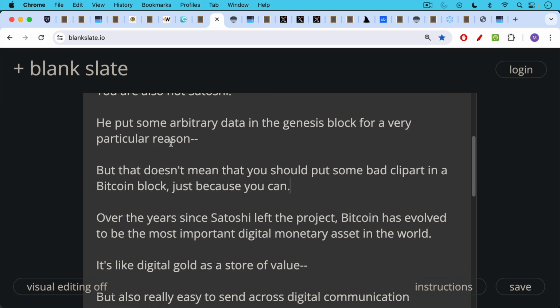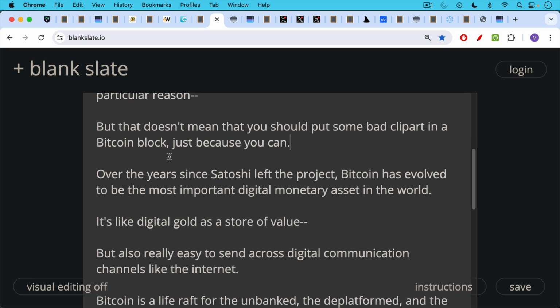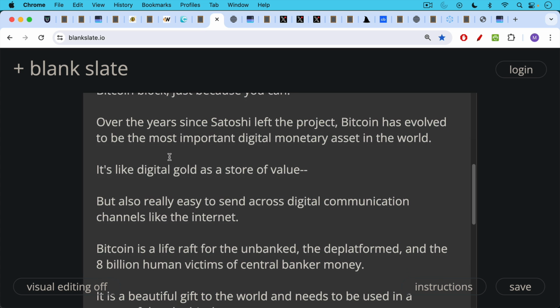This is because over the years since Satoshi left the project, Bitcoin has evolved to be the most important digital monetary asset in the world. It's like digital gold as a store of value, as we talk about many times on this channel. It's also really easy to send across digital communication channels like the internet, and this is one of the things that makes Bitcoin so special.